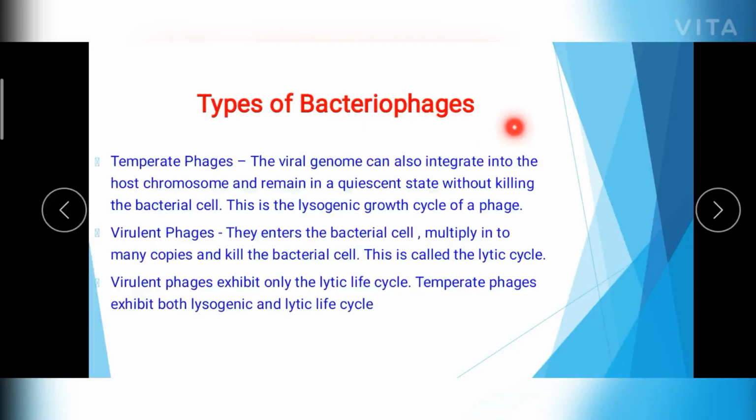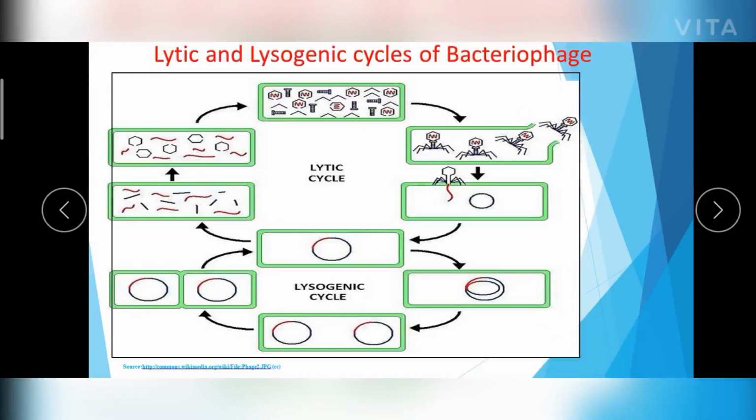Coming to the types of phages, bacteriophages are divided into two types based on the mode of propagation. They propagate either by the lysogenic cycle or the lytic cycle. In the lysogenic cycle, when the bacterium is attacked by the virus, the viral genome enters the bacterial cell and gets integrated into the bacterial main chromosome, and it propagates along with the replication of the bacterial DNA. This type of cycle is known as the lysogenic cycle.